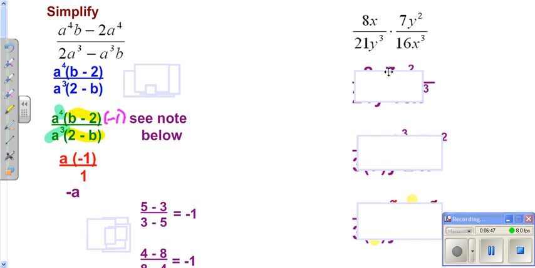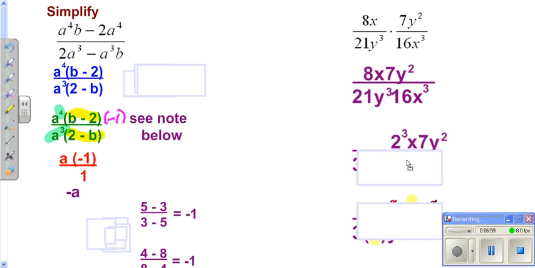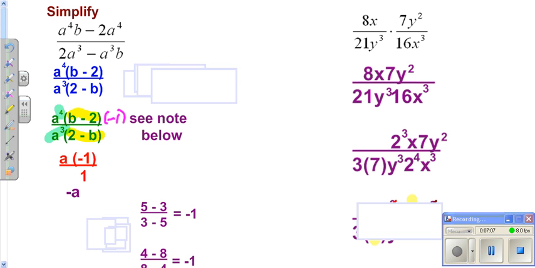Let's take a look over here. Let's go ahead and write this as one fraction, because you can multiply the tops and multiply the bottoms in multiplying fractions. Now here we can do a little bit of simplification, because you'll notice that your 8 here is a 3 cubed. You still have your 7. Your 21 is a 3 times a 7. Your 16 is a 2 to the 4th power.